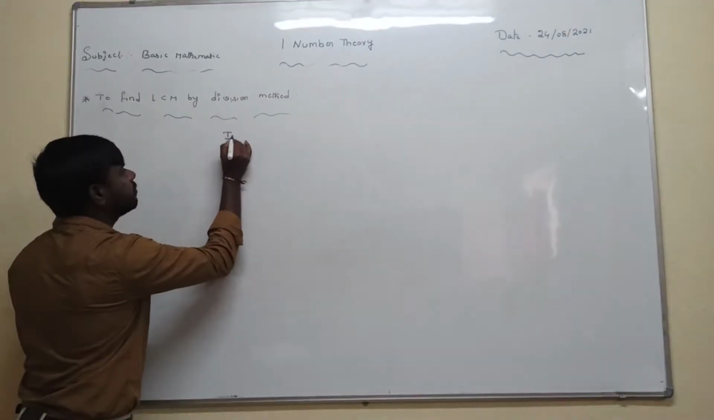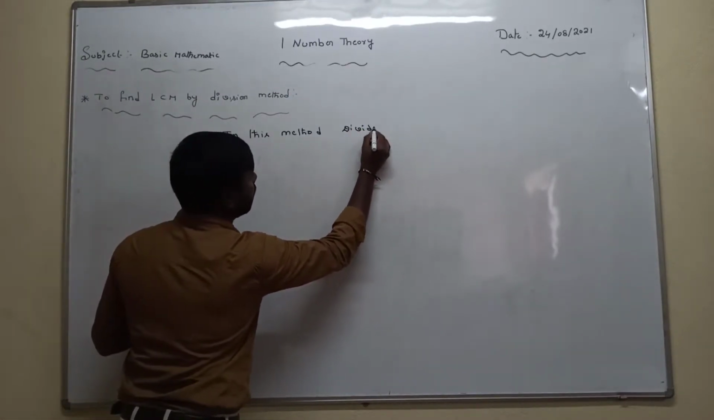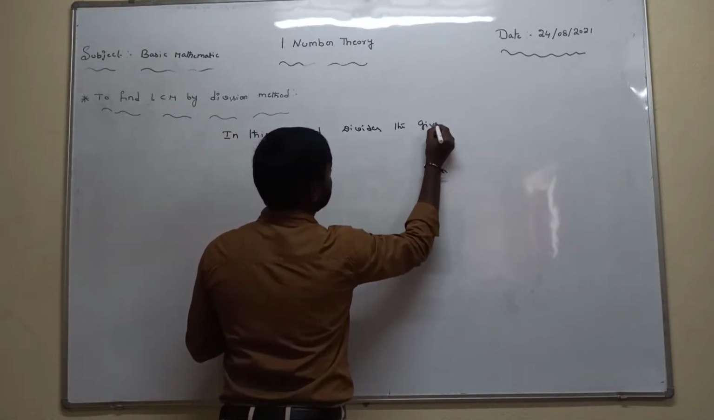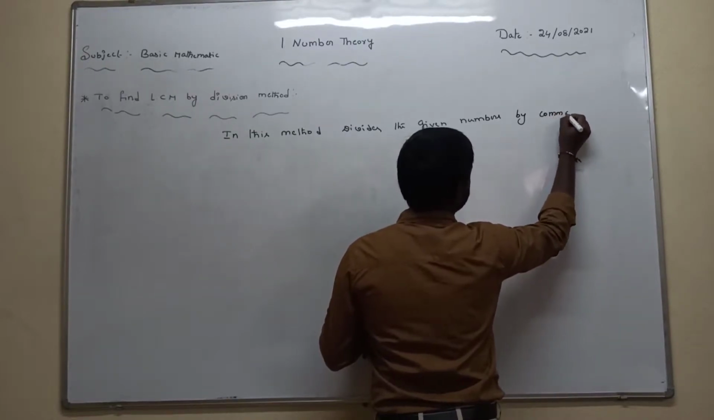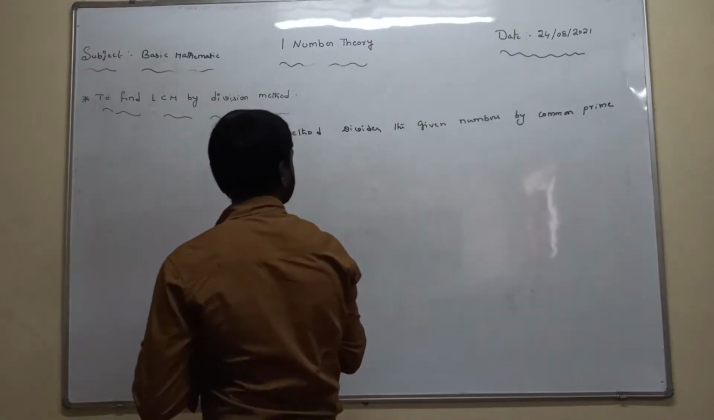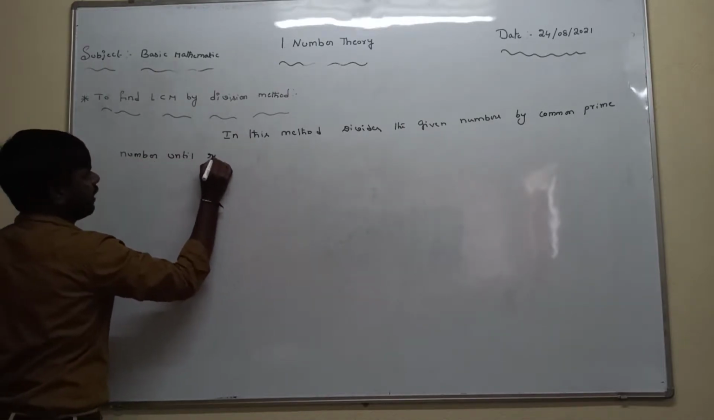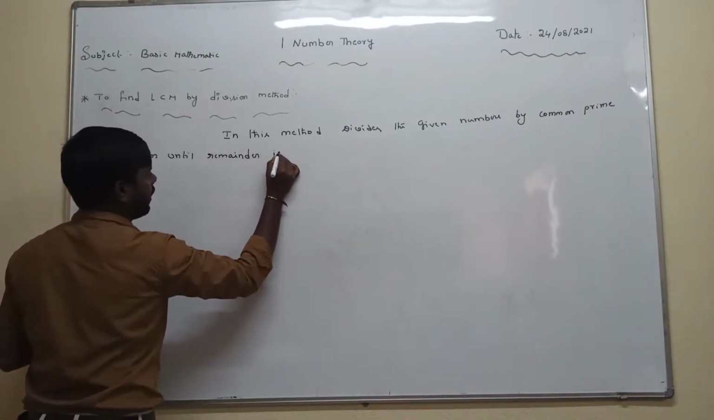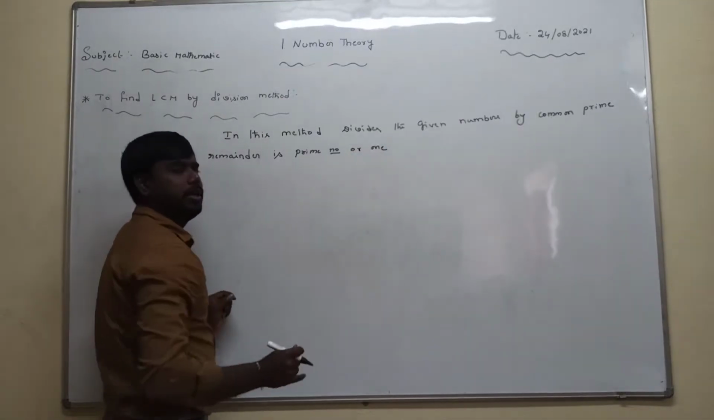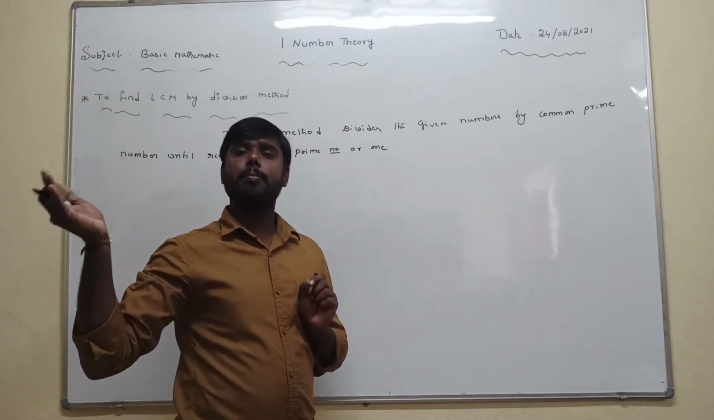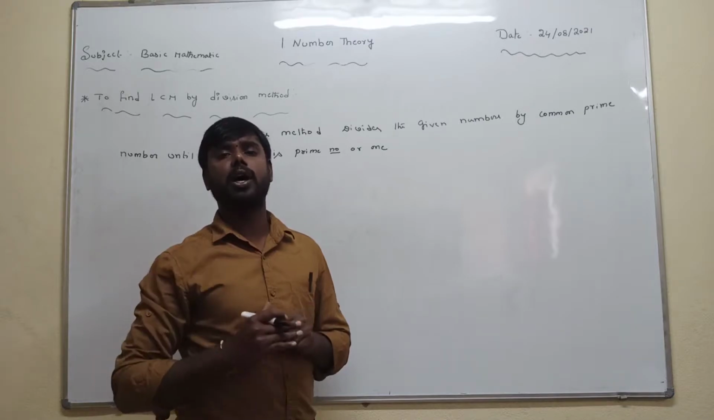In this method, divide the given numbers by a common prime number until the remainder is a prime number or 1. So now divide the given numbers by the common number until the remainder is a prime number or 1. Then we stop the division method.